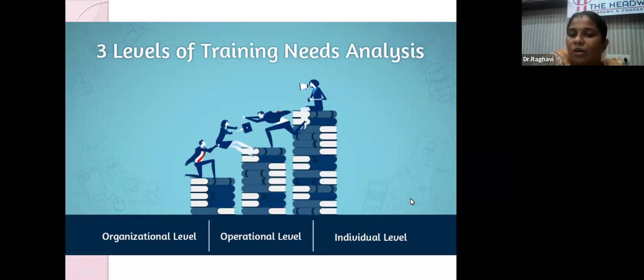Then at the individual level, these are the need factors. These are the needs that I want as an individual. So through your performance appraisal reports, you get it. Through one-on-one sessions, you get it. So these are three different ways where you can understand the need analysis.